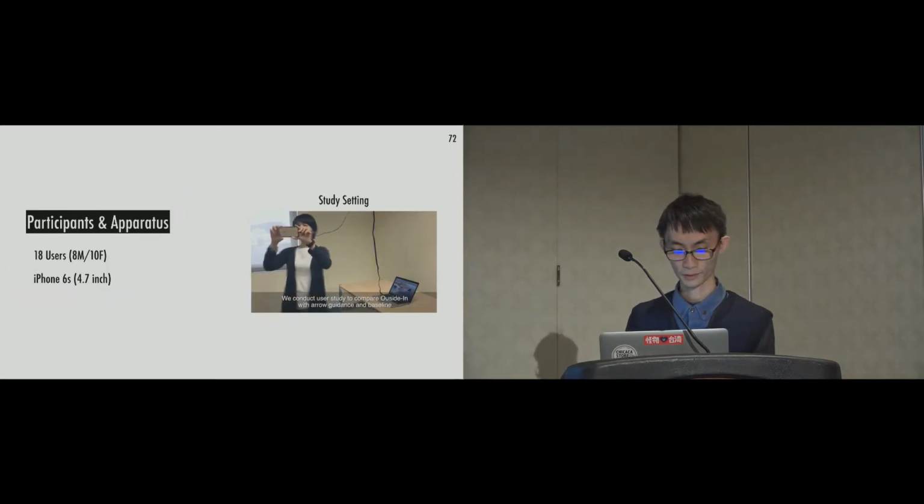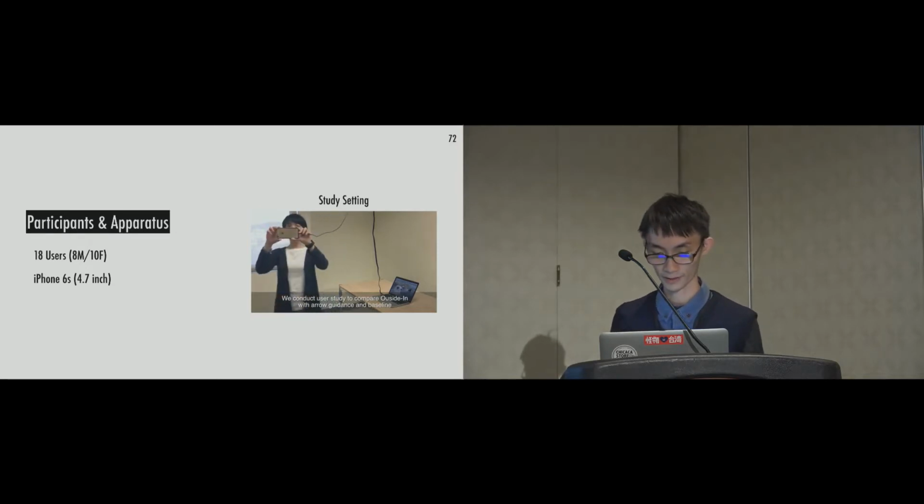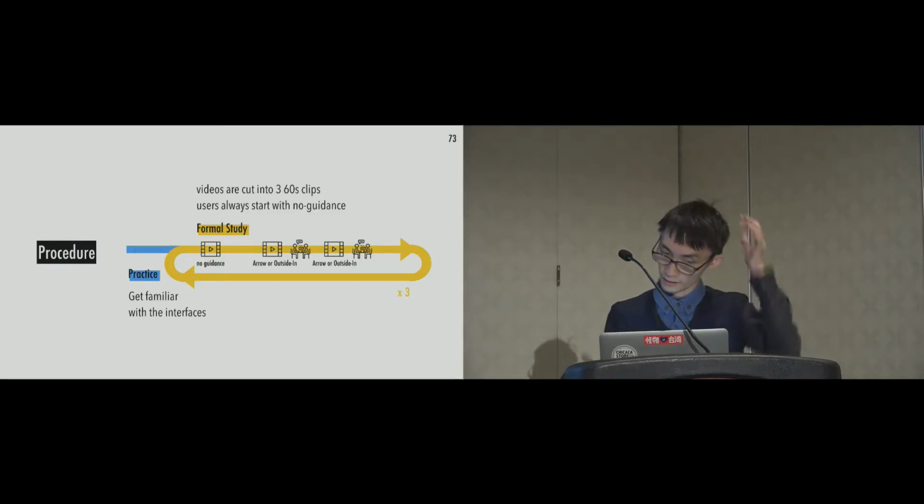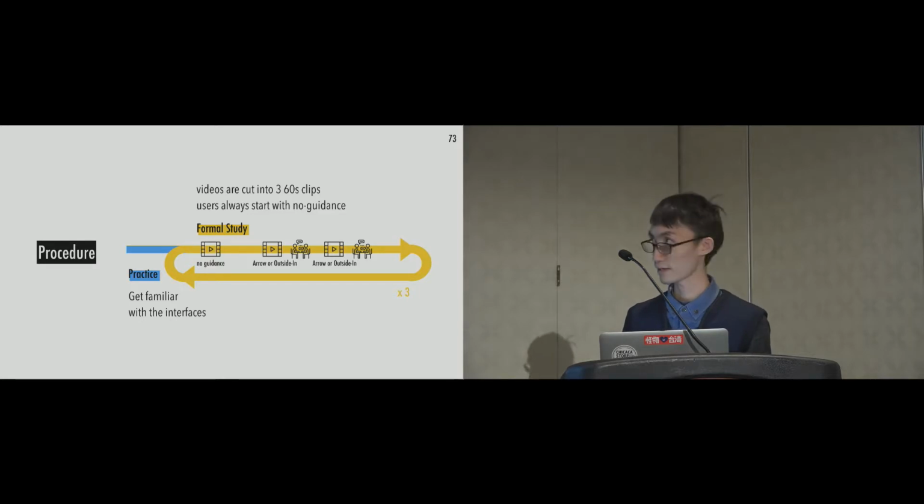We recruit 18 users from the college and use an iPhone 6s for viewing 360 videos. The procedure starts with a practice session. Afterwards, the 3 videos are cut into 3 one-minute clips, and users always start a video with no guidance interface. After watching with the arrow or outside-in, they are asked to share their experience and fill in the questionnaire. The order of interfaces and video clips is counterbalanced. The whole procedure lasts for 1 hour.